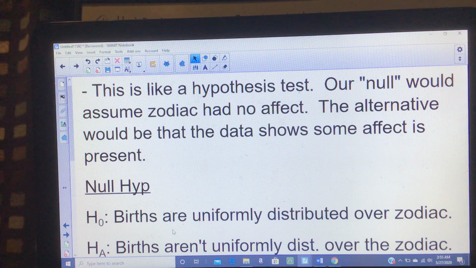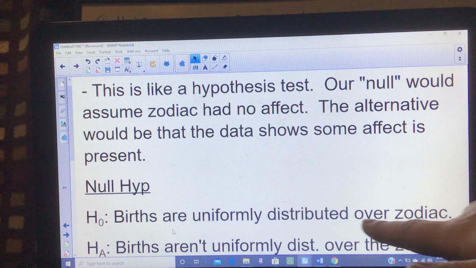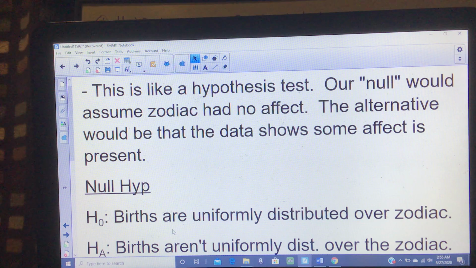The null hypothesis is, we're going to assume if the zodiac has no effect, that in general, the births should be uniformly distributed over the zodiac, right? So if the zodiac has no effect, in theory, we would think that the CEO of a top business would be equally likely to be any of the zodiac signs. It doesn't mean we would get equal representation, but it means in theory you're not more likely to be more successful because you're Pisces or because you're Aries. So we're going to assume the births are uniformly distributed over the zodiac.